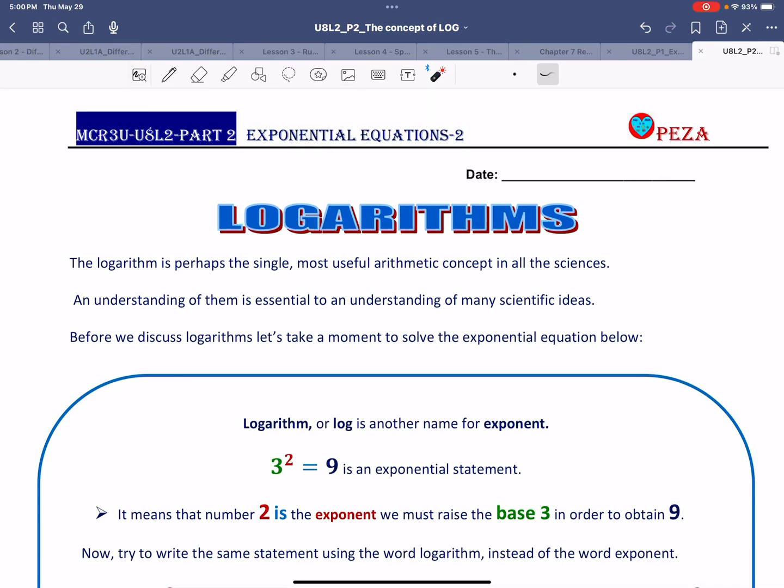In this lesson, we'll explore the concept of logarithms. We are working on the unit of exponential functions and we're trying to solve lots of exponential equations. And logarithms will help us solve some very interesting exponential equations.